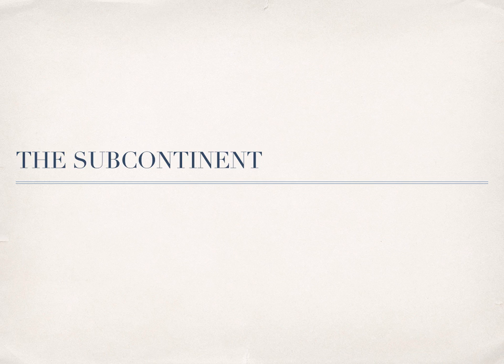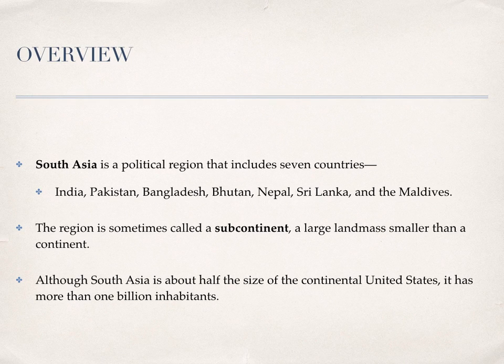The subcontinent. Overview. South Asia, it's a political region that includes 7 countries. I'll name them again: India, Pakistan, Bangladesh, Bhutan, Nepal, Sri Lanka, and the Maldives. This area is also sometimes called a subcontinent. A subcontinent is a large landmass that's smaller than a continent. And South Asia, even though it's about half the size of the continental United States, it has more than 1 billion inhabitants.